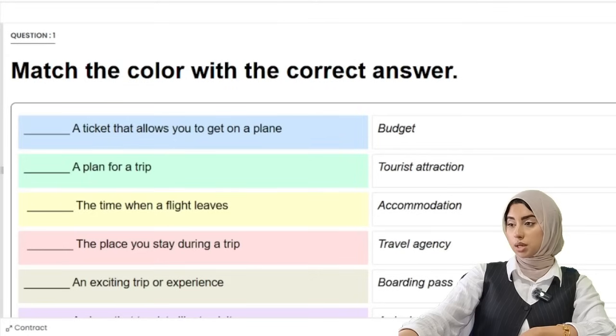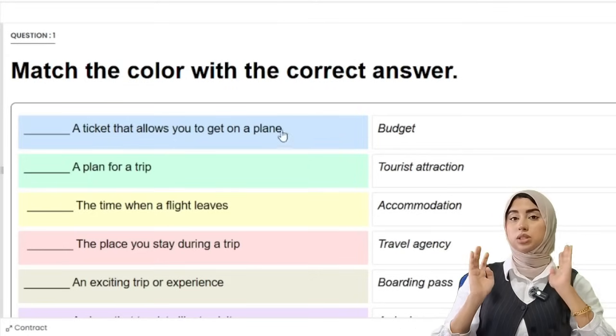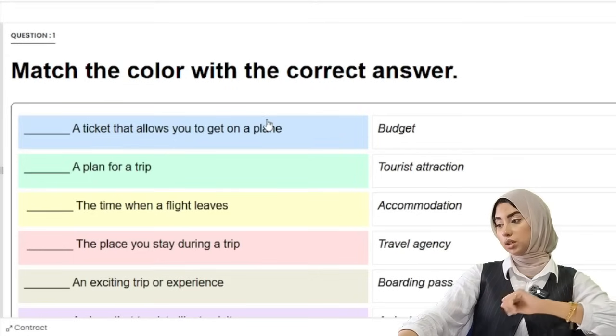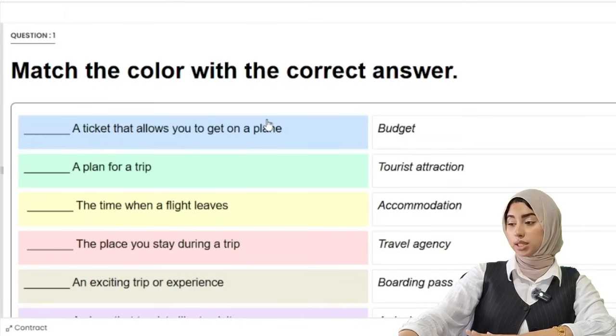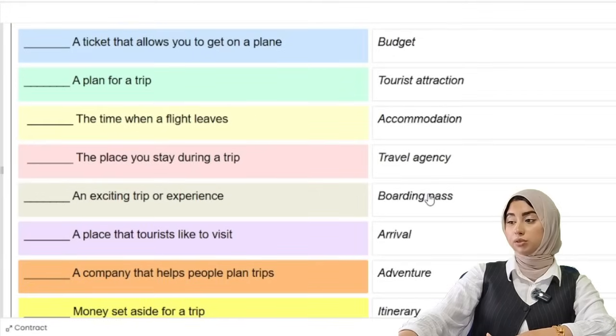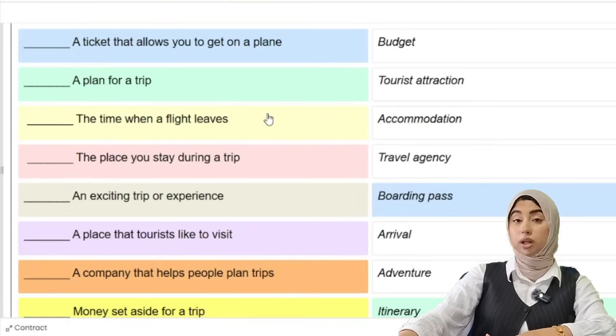Okay. Simply we have sentences and words we just need to match together. So yeah, number 1, a ticket that allows you to get on a plane. Yes, boarding pass. A plan for a trip. Yes, itinerary. Good, good. The time when a flight leaves. Yes, departure. Okay, the place you stay during a trip.